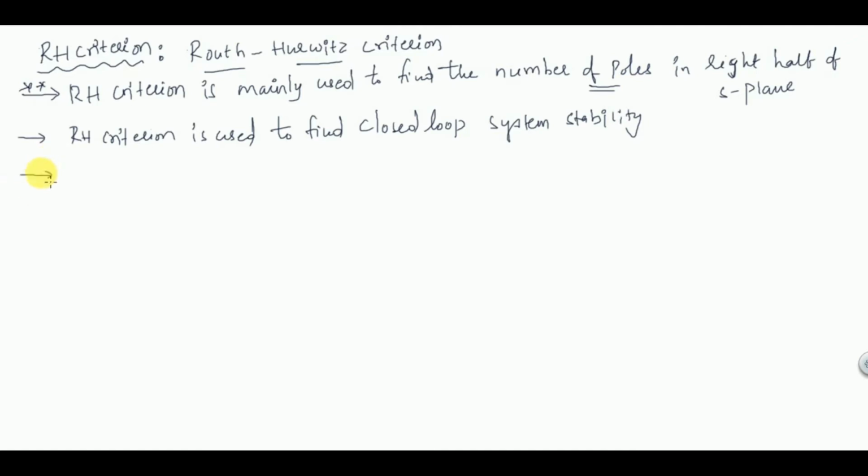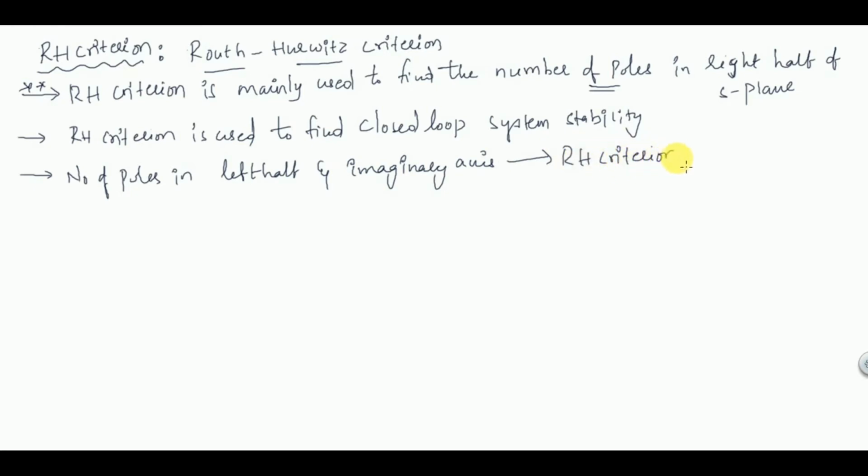So RH criterion is used to find the number of poles in the right half of S-plane, and the number of poles in the left half and on the imaginary axis can also be found by using RH criterion. So by using RH criterion we can find the number of poles in the left half, right half, and on the imaginary axis.